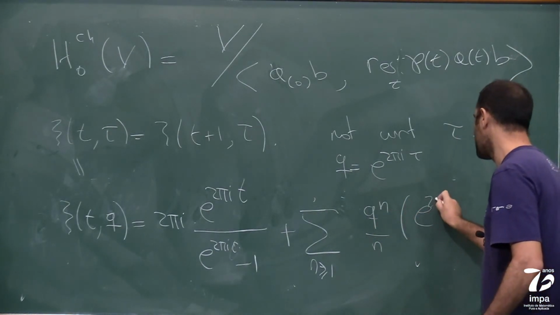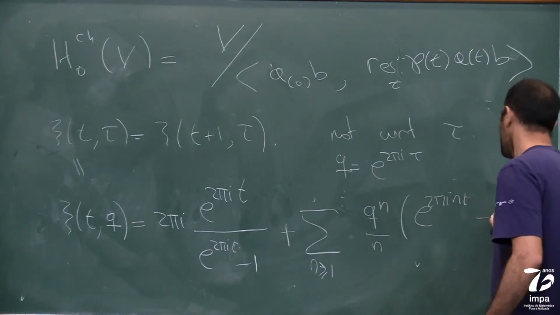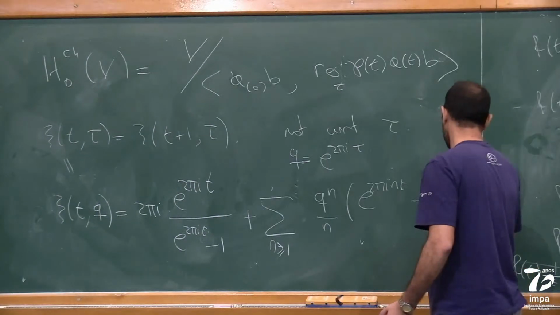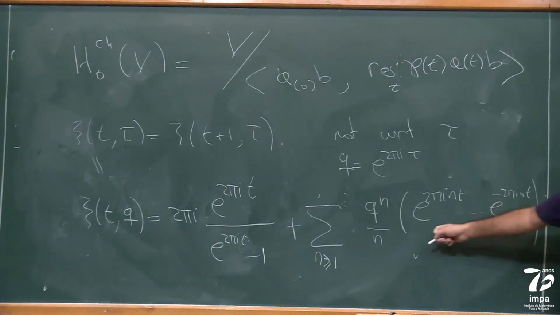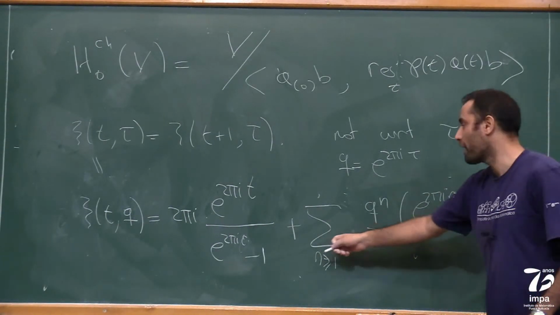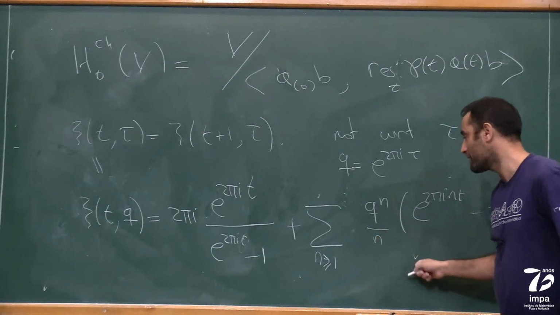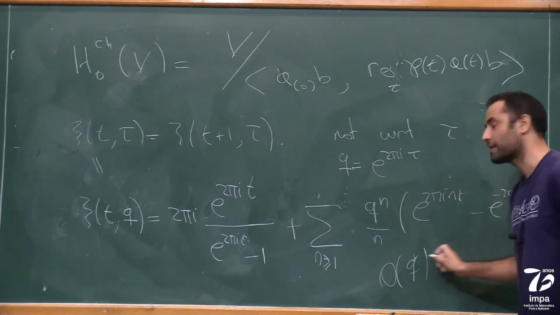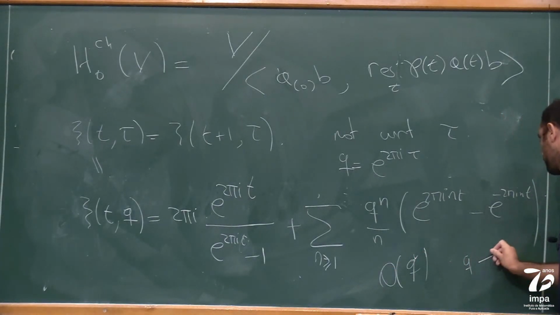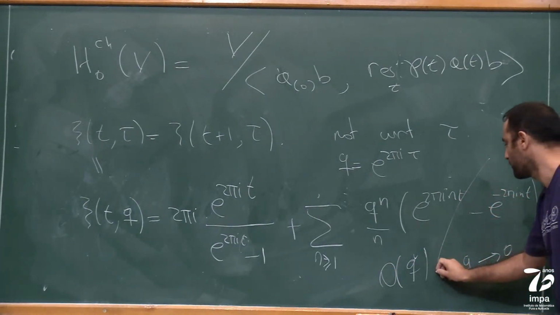So here I think is e to the 2 pi i n t minus e to the minus 2 pi i n t. Take this, probably this is wrong, but the point is that what is absolutely true is that whatever is here is of the order of q. In particular, it vanishes as q goes to 0. This is 0.